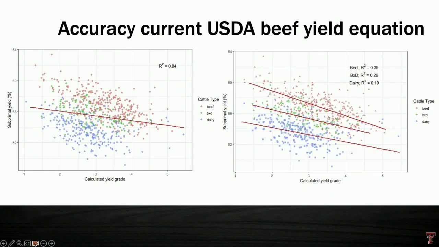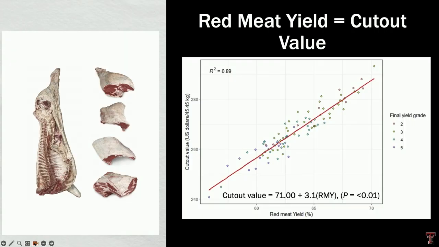subprimal yield, but still only to the tune of 39% R-square, or variance explained, 26 and 19% for conventional beef, beef on dairy, and Holsteins respectively. How many of your K-State students, what happens when you get a 39 on your test? No bueno, right? It's not good. So in no way is this performance acceptable from an academic standard or just a standard in general.